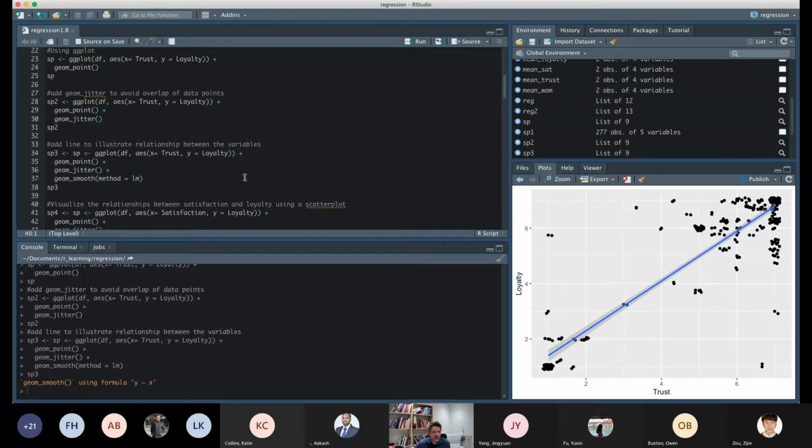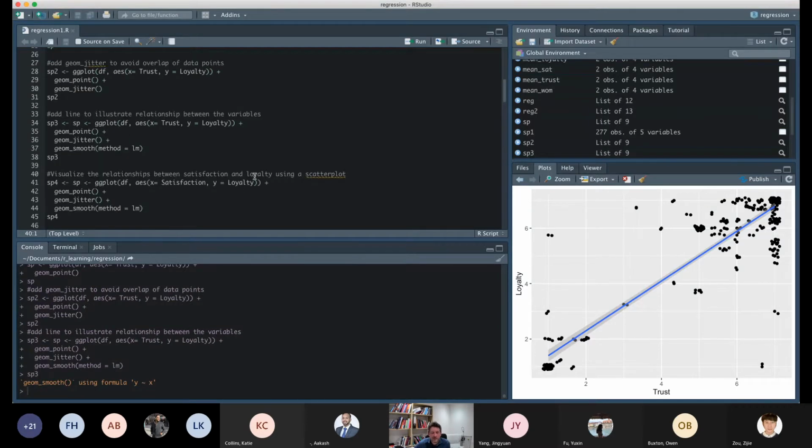Okay, that's it. Scatter plots, as I mentioned, are just a first step to look at your data. I always recommend looking at your data before you start doing more complicated analysis. It's always a very good idea to visualize your data, look at what's going on, and then start your analysis.